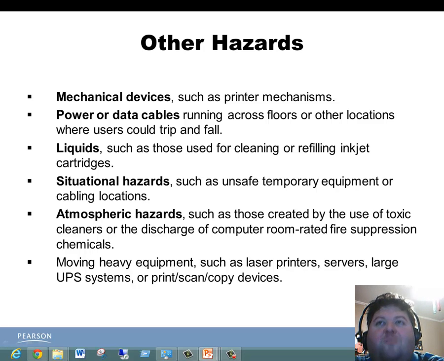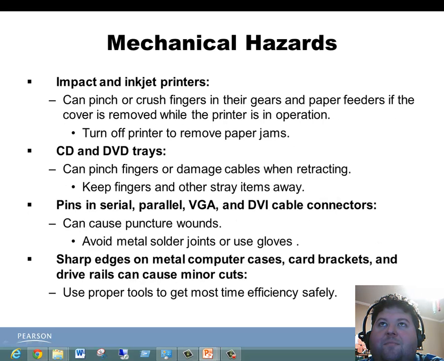And other things, just be careful moving heavy equipment. Generally, based on what your job is, you might not be moving anything bigger than just a server, but some servers weigh 60, 70 pounds or more. Or if you're asked to move a UPS, the battery may be very heavy.